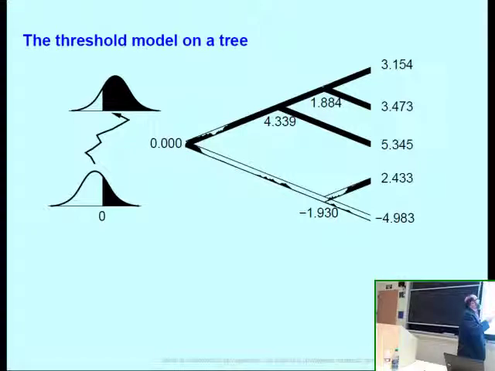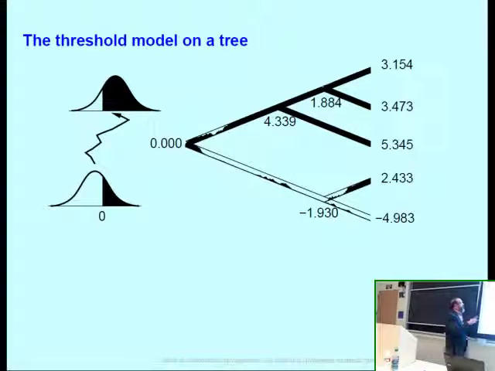Then it goes back up. Here it goes down, comes back a little bit, goes down. Then in this lineage, comes back up. Okay, so you're watching a threshold model evolving up an imaginary phylogeny and seeing the frequencies of the two states.